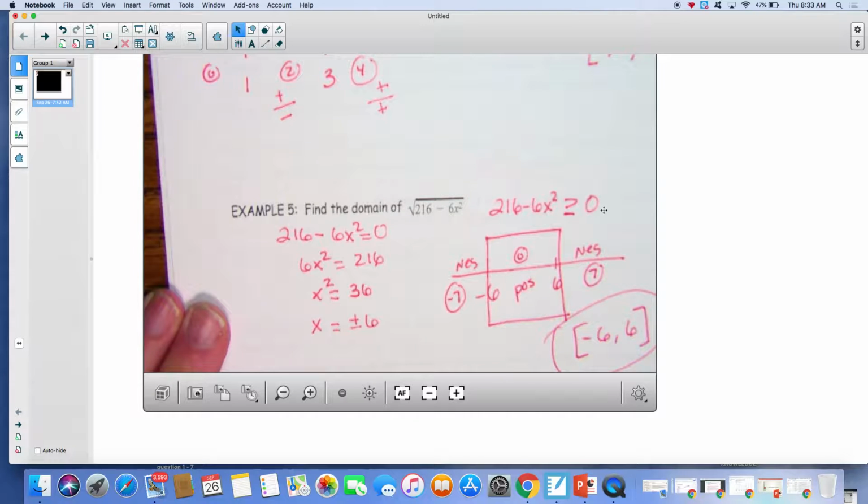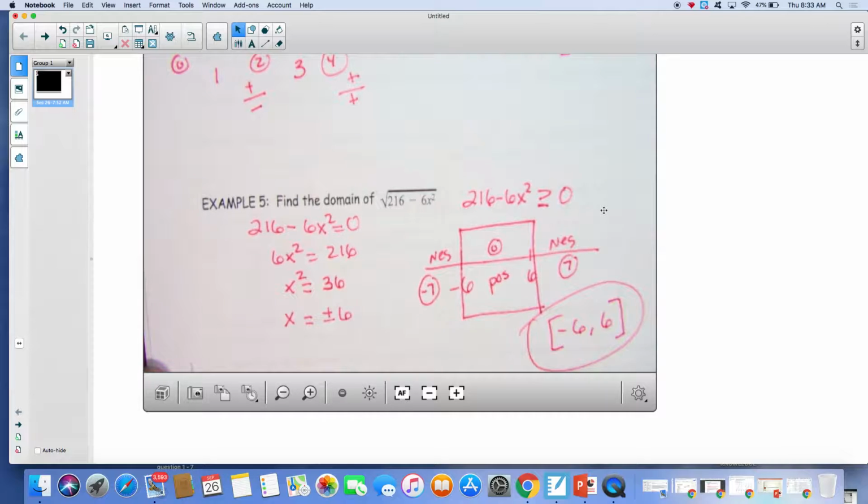We're finding its domain. So by finding this domain, we know this has to be greater than or equal to 0, so we don't have to worry about it. Any other questions on that one?